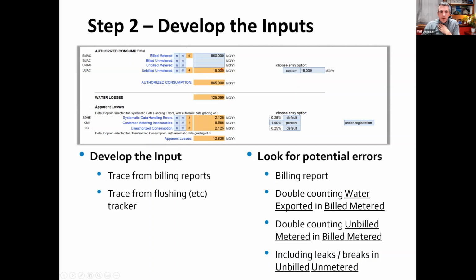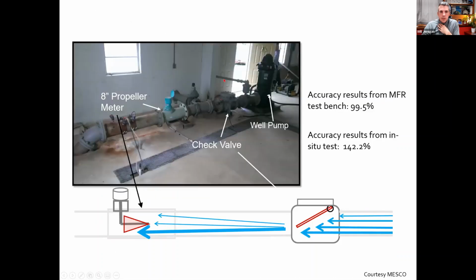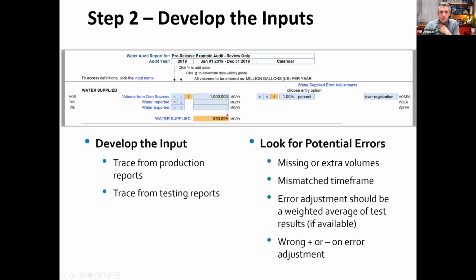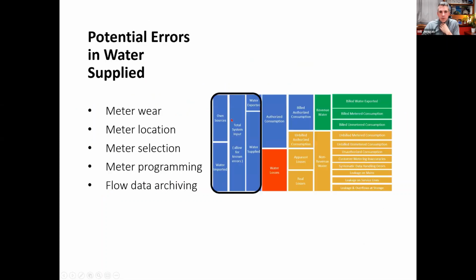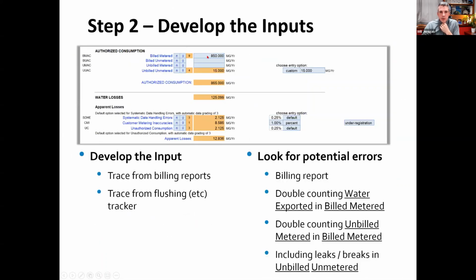Double counting: if you have something that is treated as an export up here in the top section in supply, you want to make certain that it's not also counted in the billed metered. Otherwise, it would be double counted. So that's something we're always on the lookout for. If you have any unbilled consumption, and Eagle, I think you mentioned the one where residential is not billed, but commercial is.